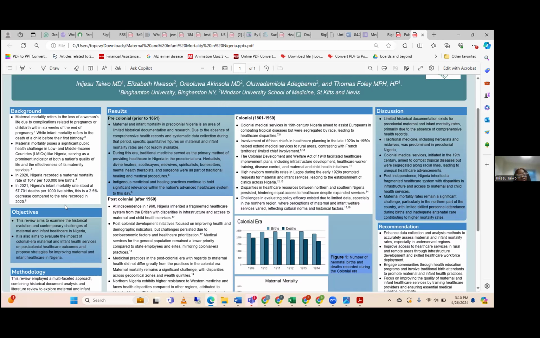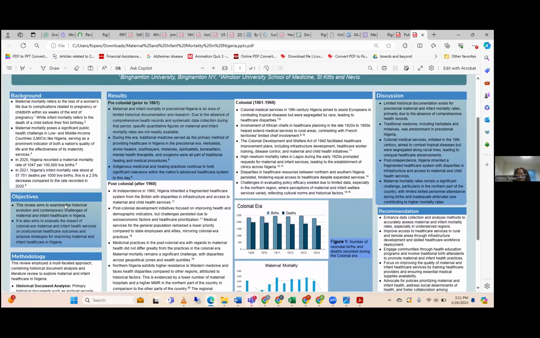But the Colonial Development and Welfare Act of 1940 was the one that facilitated a bigger healthcare improvement plan. This act included infrastructure development, healthcare worker training, disease control, and maternal and child health initiatives. Also, something else that led to them coming up with this act was the previous high newborn mortality rates in Lagos during the 1920s.